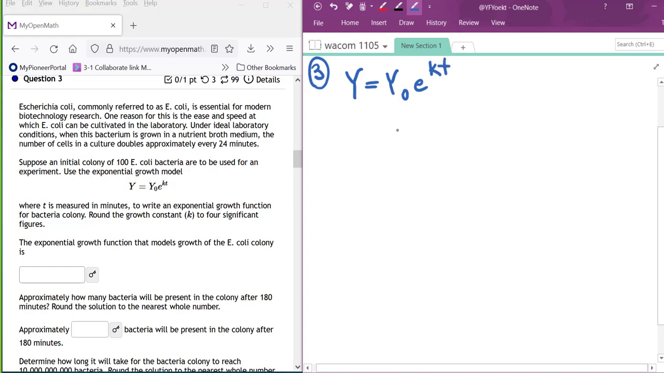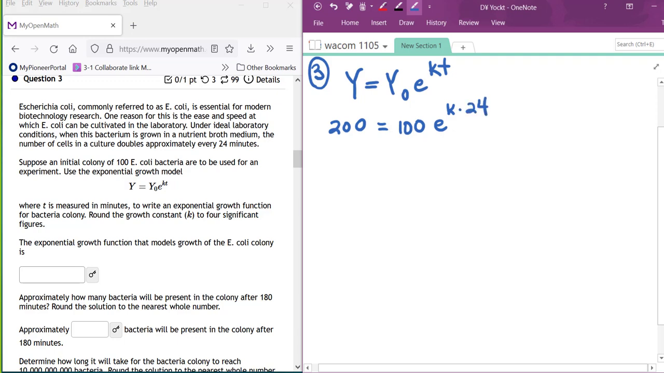And initially we're having 100. And we're going to use the fact that it says it doubles in 24 minutes to help us get to the K. So we don't know the growth constant. All right, and so if this doubles, this would be 200, or we could just divide those out and have a 2 here. That's where we're going to go. So we have E, we don't know K, and this happens in 24 minutes.